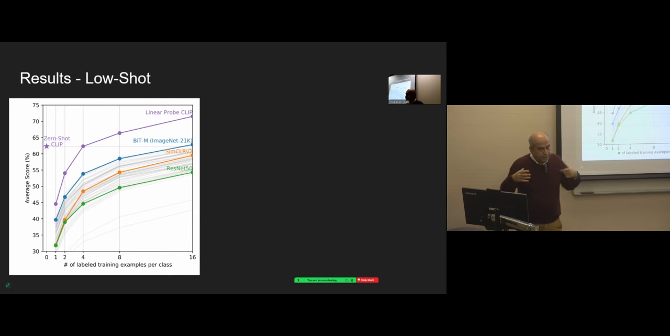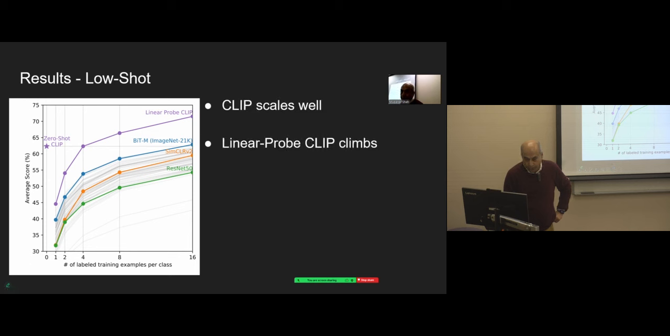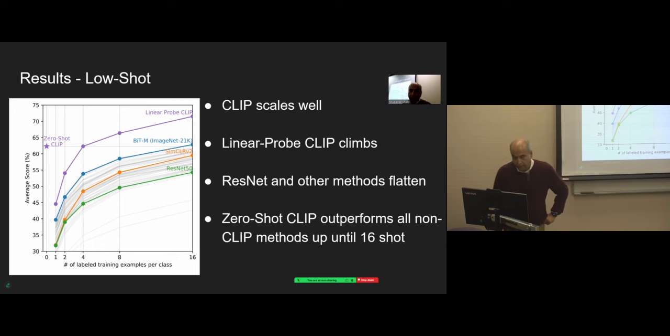So if you have this learned CLIP model for image features, then you can fine tune on these labeled data. Few examples, it's called few shot, and they also show the comparison, that they can do better with CLIP as compared to other methods like SimCLR, BiT, and so on. Okay? So it scales very well, and it climbs. Zero shot CLIP outperforms all non-CLIP methods until 16 shot.